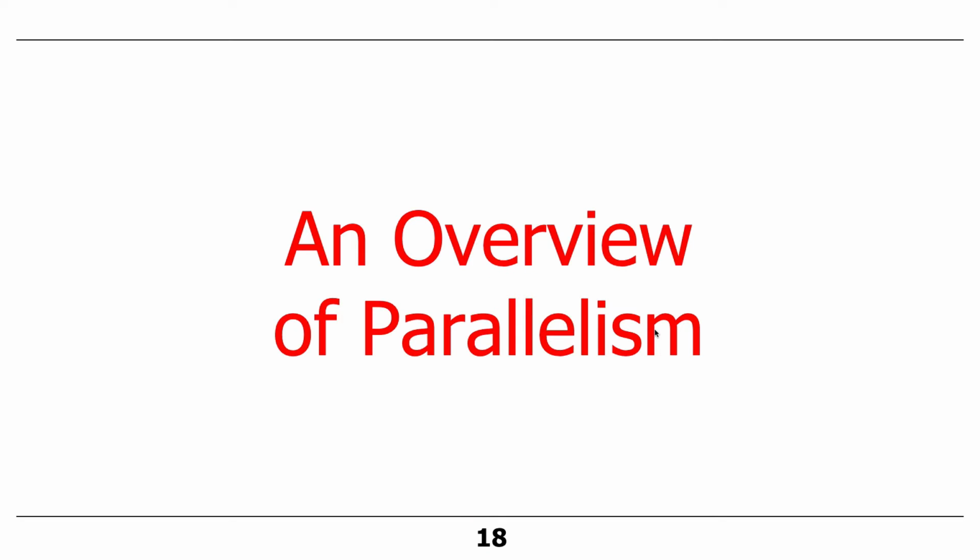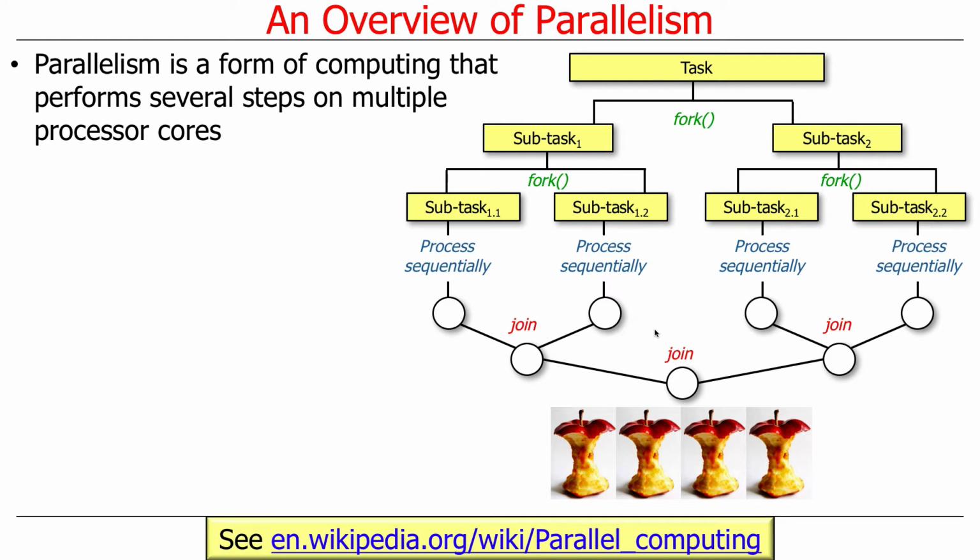The next topic is parallelism, which is also a very important topic and getting increasingly important, especially as we move into a world of data science and big data, where you have large amounts of information you need to process as quickly as possible. So parallelism is a form of computing that performs several steps on multiple processor cores.